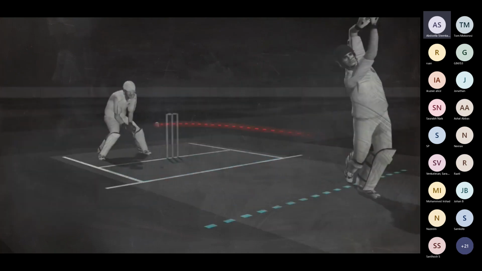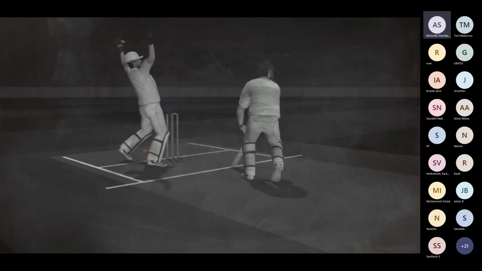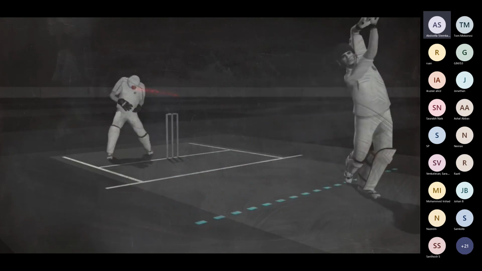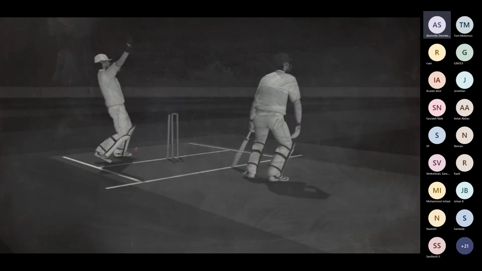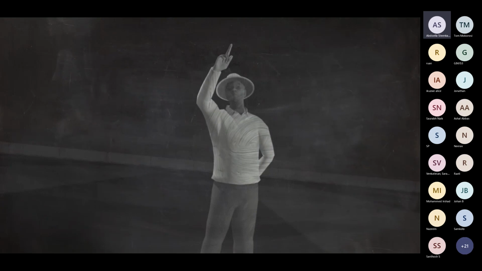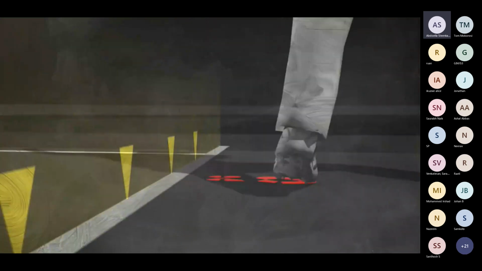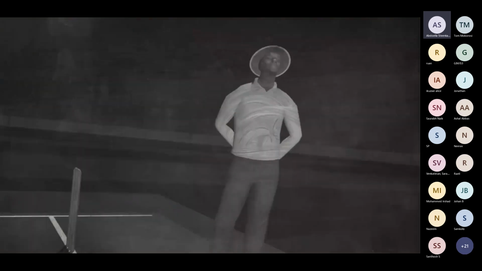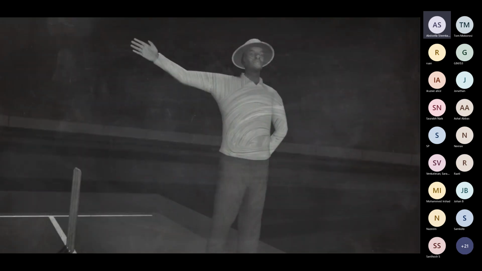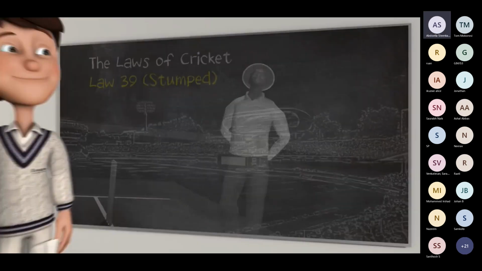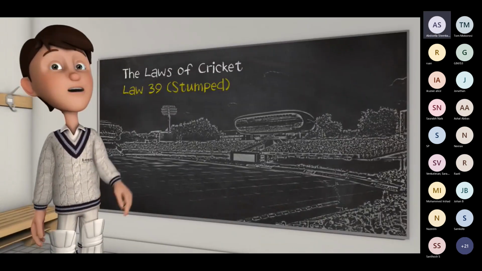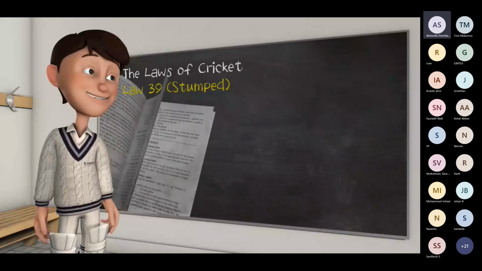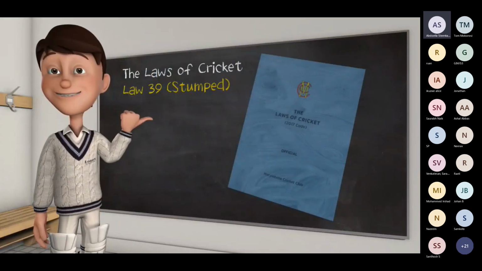It's also okay for the ball to rebound onto the stumps off any part of the wicketkeeper, including his or her protective equipment or helmet. If it is a no ball, the batsman will not be out stumped and is also protected from being run out as long as he or she is not attempting a run. Don't be stumped about stumping. Get a copy of the Blue Book and study Law 39.